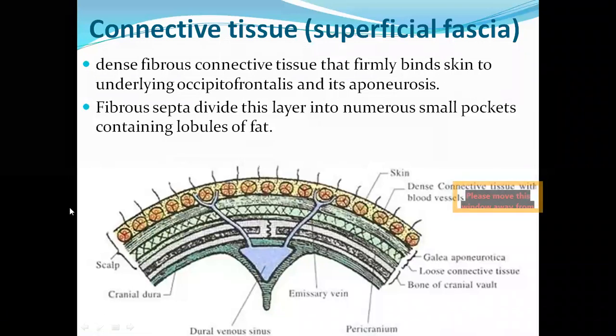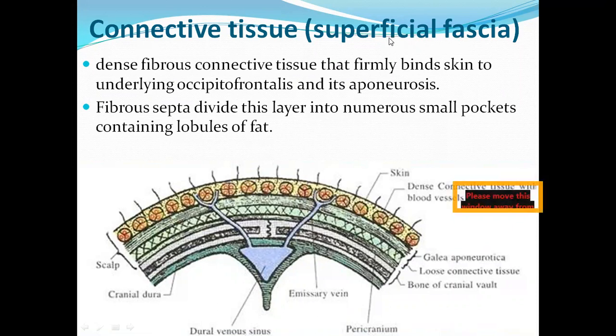The next layer we have is the connective tissue. That is nothing but superficial fascia. You can see from this picture, this layer is dense fibrous connective tissue that firmly binds skin to the underlying occipitofrontalis muscle and its aponeurosis, that is Galea aponeurotica. This is the third layer. That means connecting the first and third layer, the bridging layer we have is the second layer, that is connective tissue.